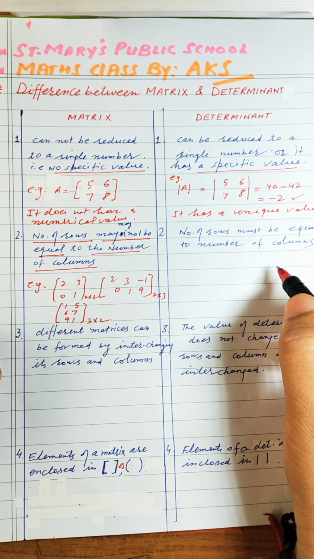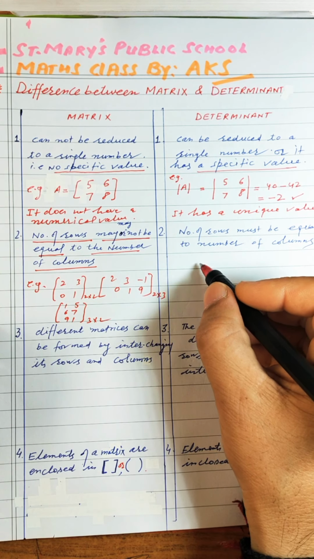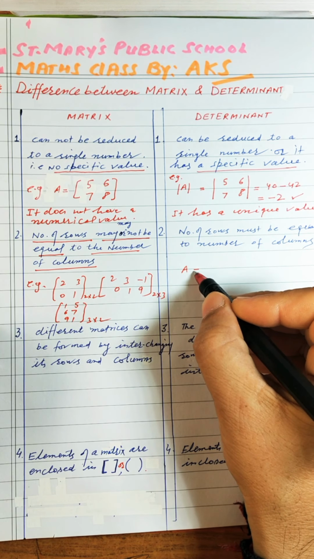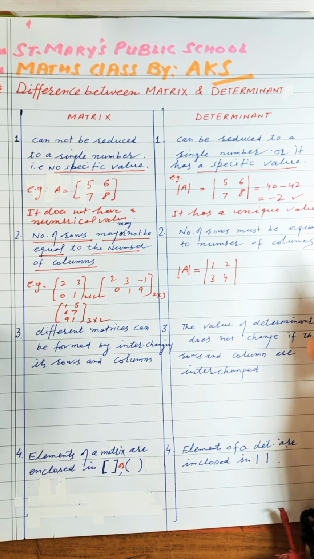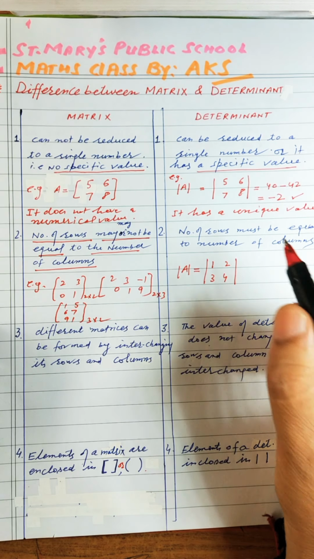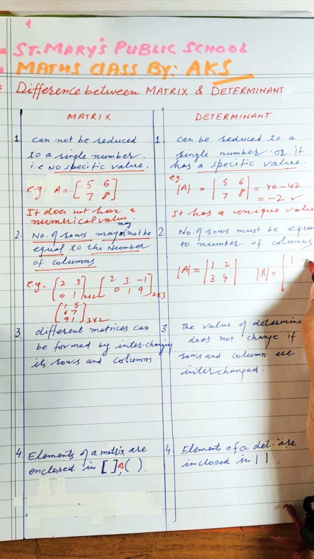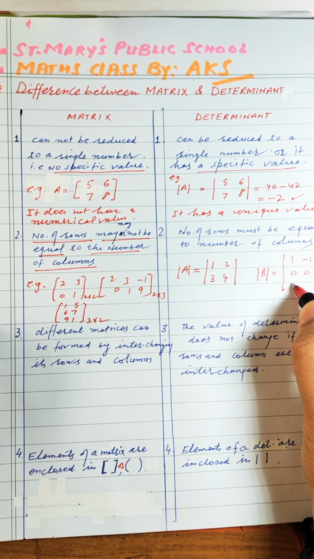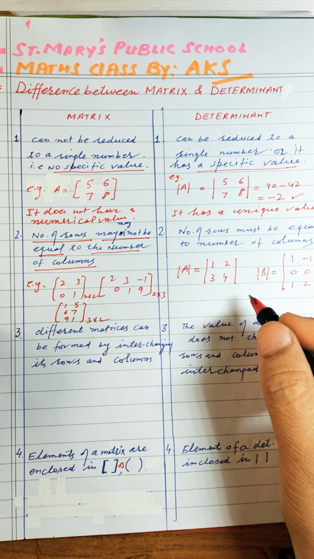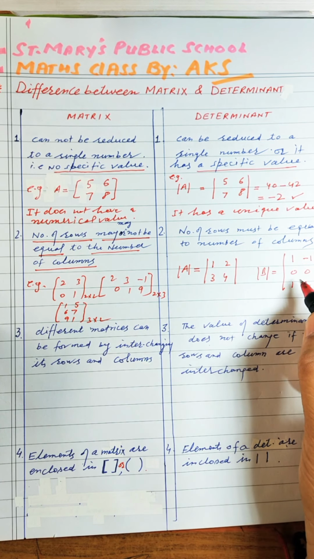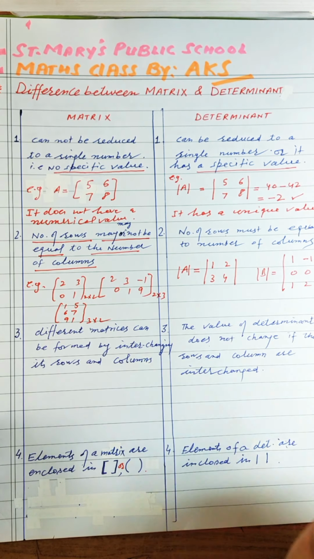So the number of rows may or may not be equal to the number of columns. But in case of a determinant, the number of rows must be equal to the number of columns. Look here, |1 2; 3 4|. This determinant is of order 2, or this determinant is of order 3, because we always consider a square matrix, so the number of rows must be equal to the number of columns.